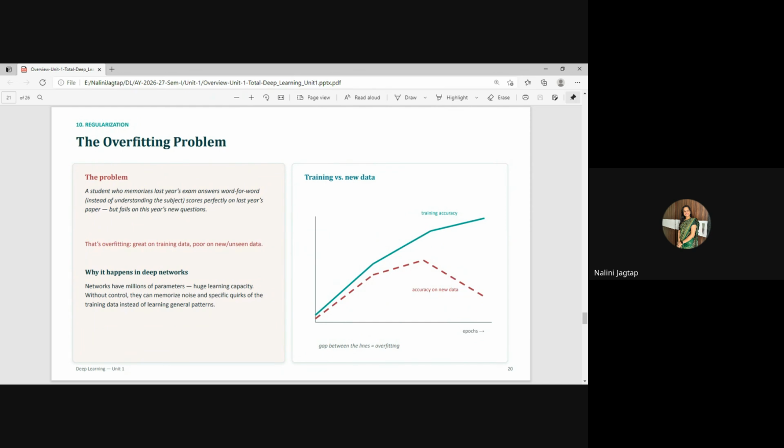Then we have the overfitting problem in detail. So there is regularization, which takes care of this overfitting problem. You can use a simple analogy for this: a student who memorizes last year's exam answers word for word scores perfectly on last year's paper, but fails this year's new questions. That is my overfitting. Correct. So a network with millions of parameters can memorize noise instead of learning general patterns. This is visible as a growing gap between the training accuracy and accuracy on new data.